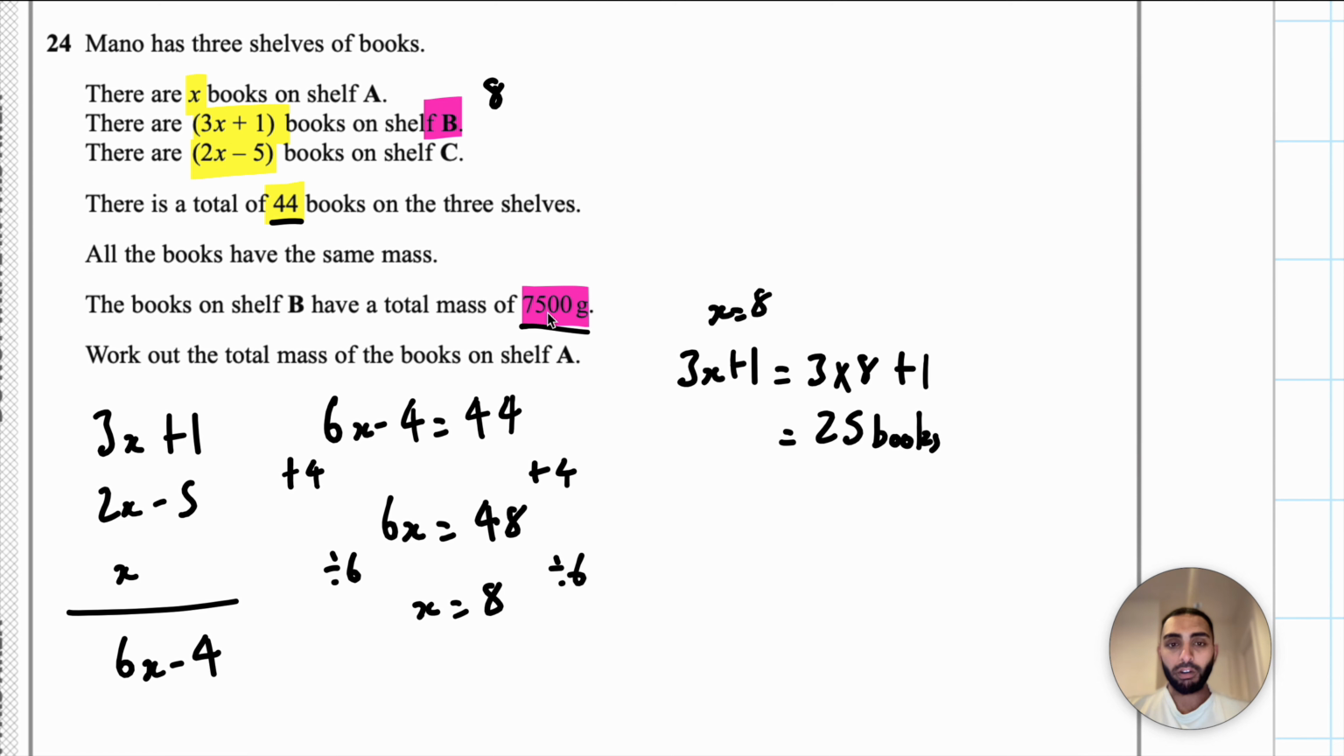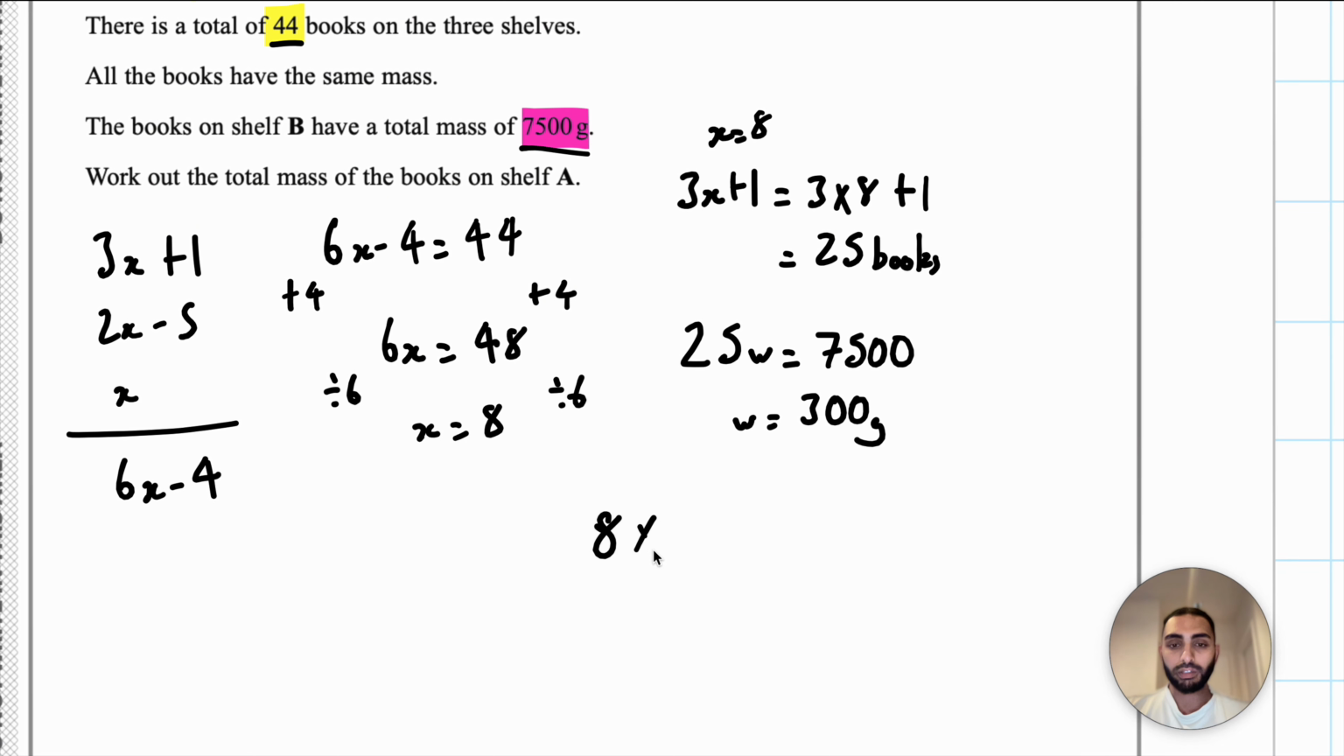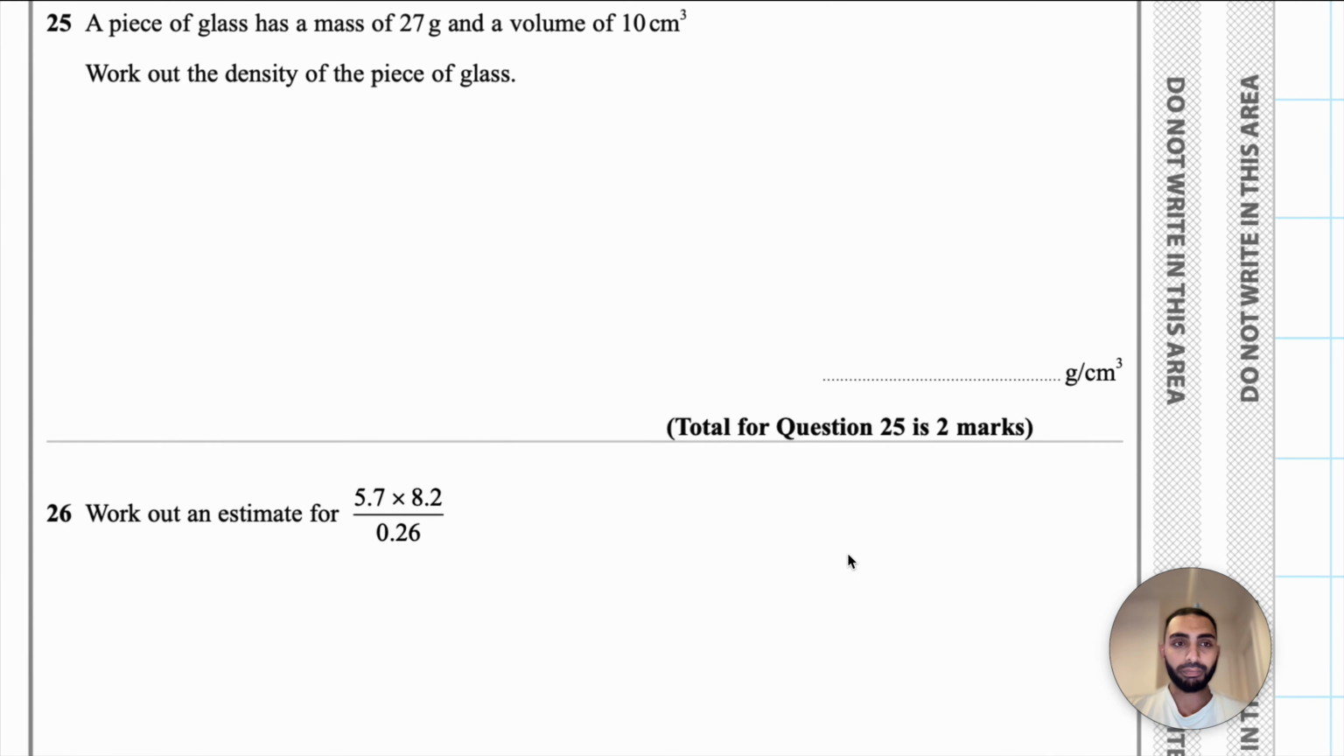So there are 25 books on shelf B. I need to find the weight of each book, so I've got 25, and I'll just write W for the weight, is equal to 7,500. I need to divide both sides by 25. 75 divided by 25 is 3, and I need 2 more zeros. That's telling me that each book on the shelf weighs 300 grams. I know there's x amount of books, there's 8 books, and each book weighs 300, so the final step is 8 times 300, which is 2,400 grams or 2.4 kilos.